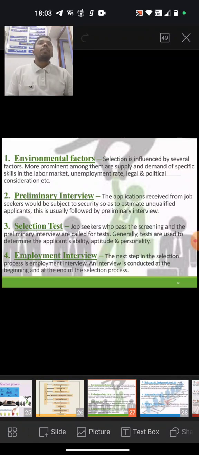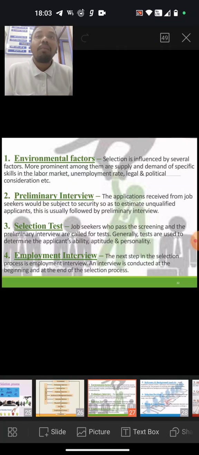Environmental factors. Selection is influenced by several factors, more prominent among them are supply and demand of specific skills in the labor market, unemployment rate, legal and political considerations.